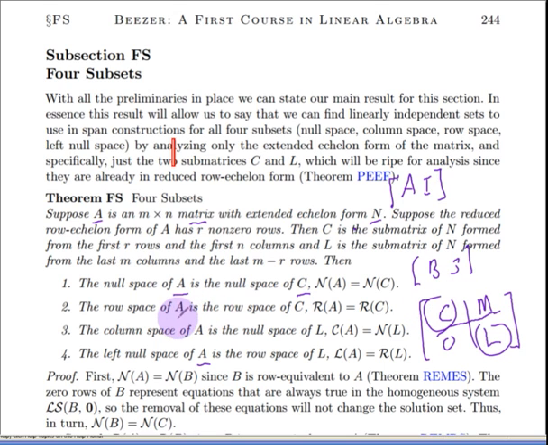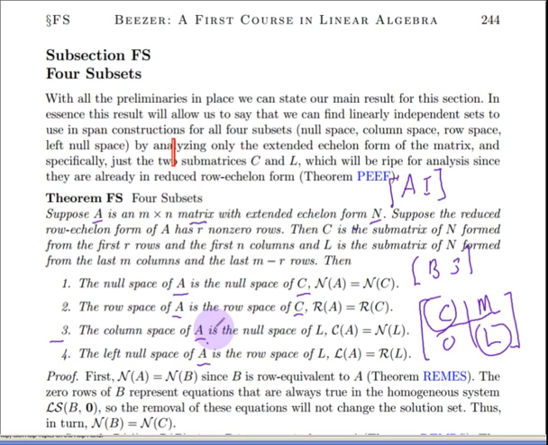All right, second one, the row space of A is the row space of C. Well, we know that when you do row operations, you don't change the span. And these zero vectors, again, they don't span anything. So these row vectors of C will span the same as the row vectors of A.